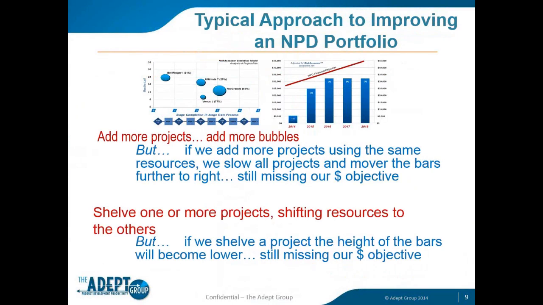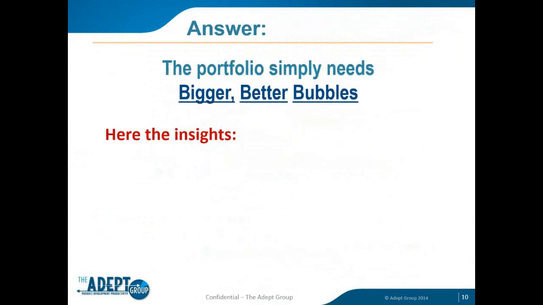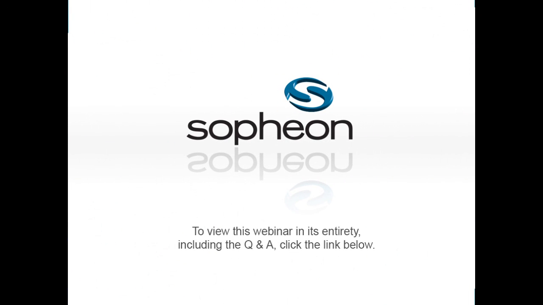Or another approach to improving the portfolio is usually trimming down the projects and taking one out or slowing it down a lot, and that would help us move bars to the left. However, at the same time, it would shrink the bars down, and we would see that we would also miss our objectives. The answer to how to improve the portfolio is simply that we need bigger, better bubbles in the portfolio. And here's the insight from this.